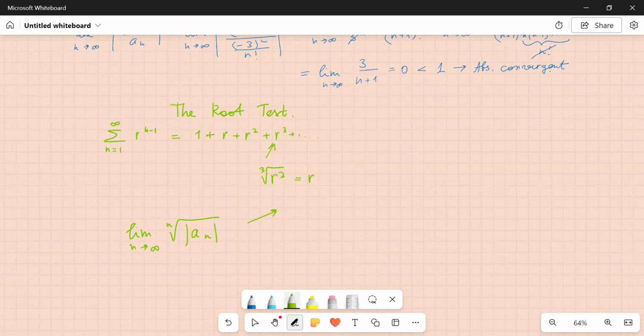So there are 3 possibilities. I'm going to use different arrows. I don't want to copy all expressions. So first, this limit can be less than 1 and then it's absolutely convergent. It can be greater than 1, divergent. And it can be exactly equal to 1, inconclusive.